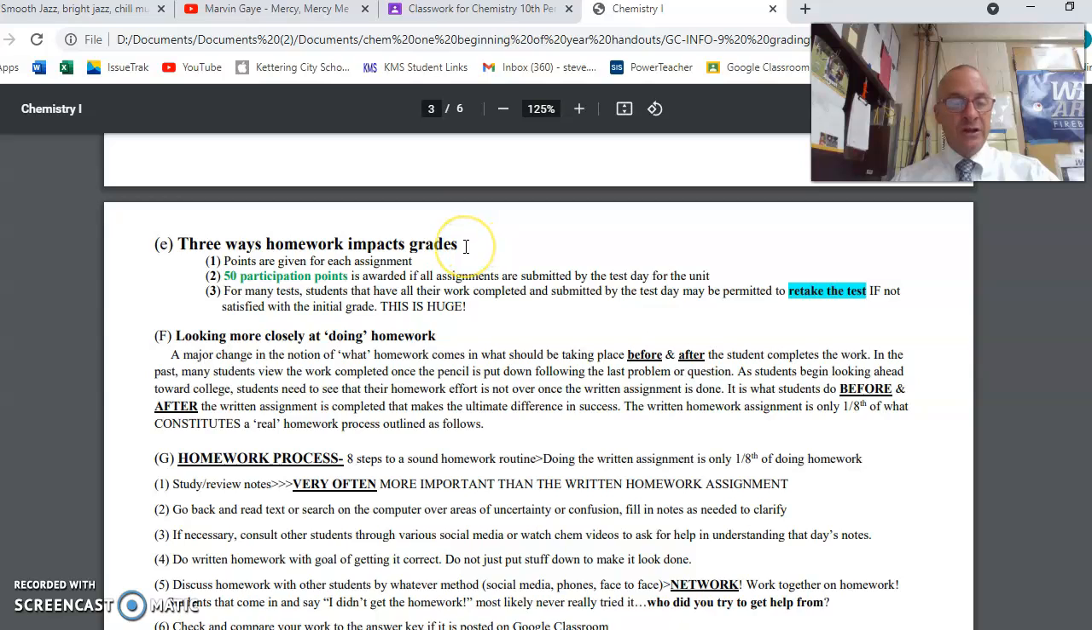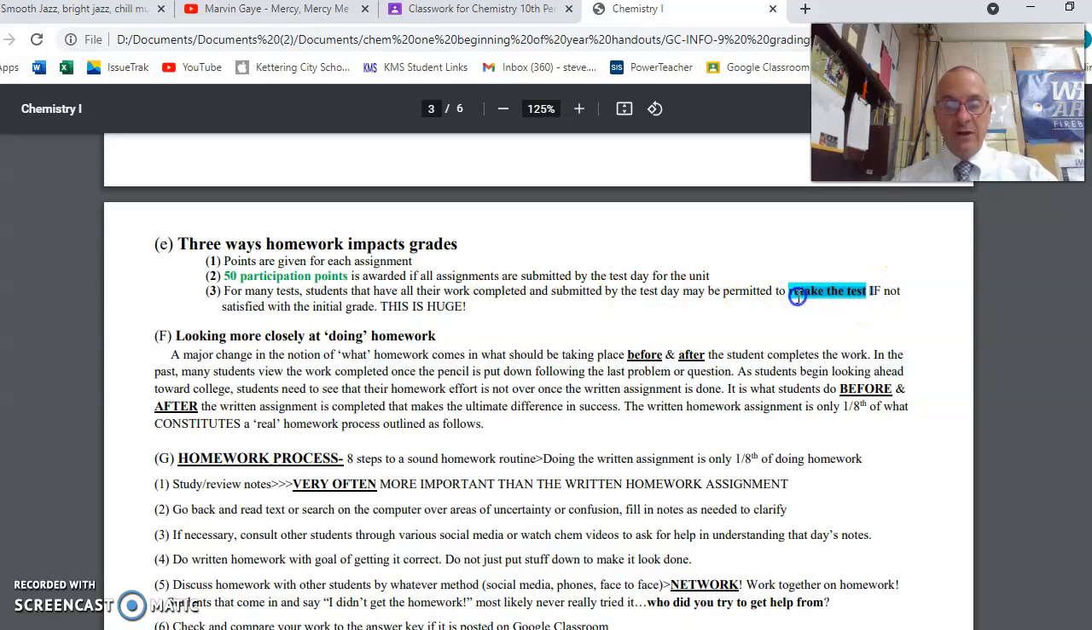Homework is huge in this class. Again, we told you it is about 50% of your unit grade, for each unit. Points are given for each assignment. Points are also given for completing all this work by the time of the test for that unit. But likewise, for many units, you'll have the opportunity to retake the test if you are not happy with your grade. Maybe there was just something you were confused on, and now that you took the test, you understand what you were confused on.